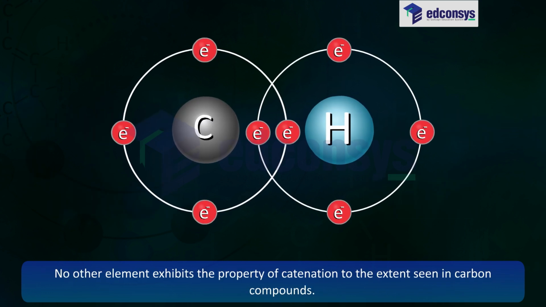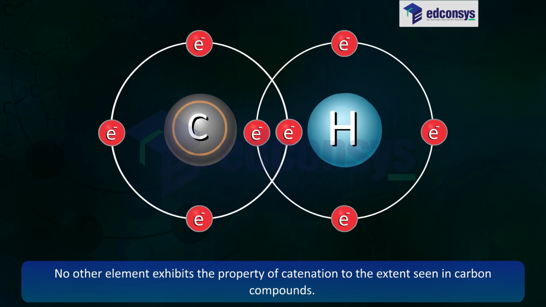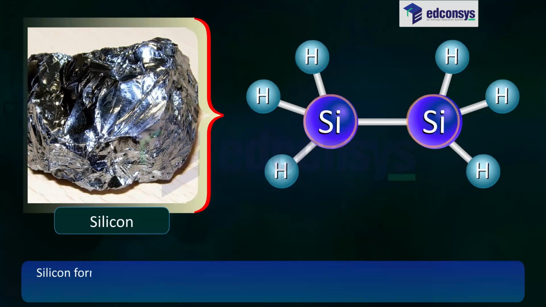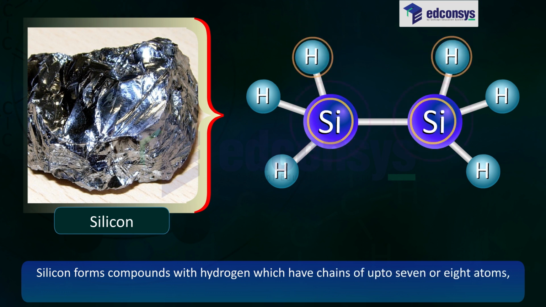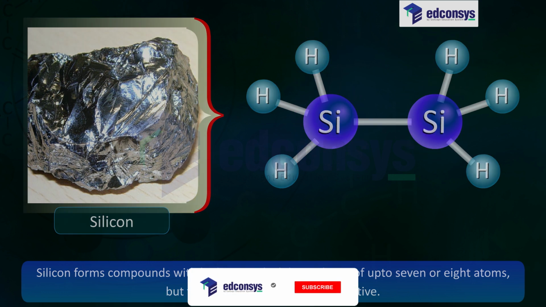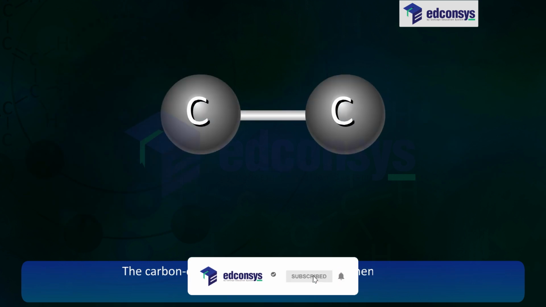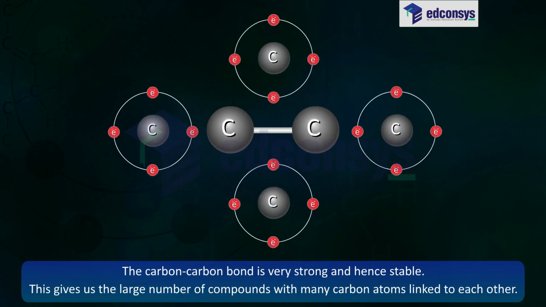No other element exhibits the property of catenation to the extent seen in carbon atoms. Silicon forms compounds with hydrogen which have chains of up to 7 or 8 atoms, but these compounds are very reactive. The carbon-carbon bond is very strong and hence stable. This gives us the large number of compounds with many carbon atoms linked to each other.